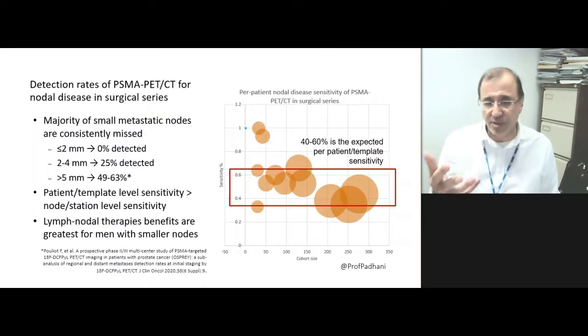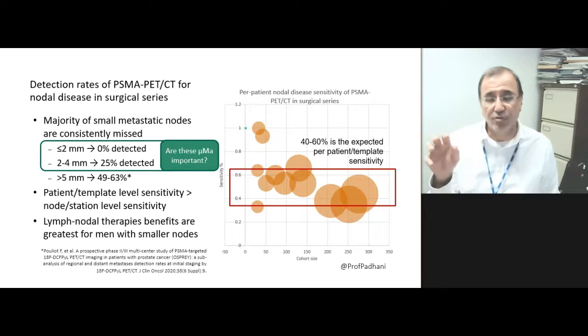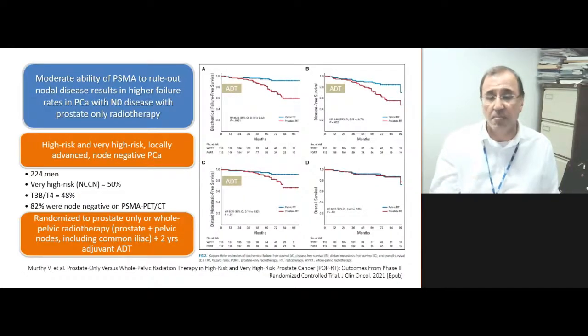So again we come back to this graph that shows that the sensitivity of PSMA for small lymph nodes is only 40 to 60% in surgical series, and we talked about this in the prior BCR section. But are these small lymph nodes important? Well, here is a series of patients with high-risk locally advanced disease that were treated with either prostate radiotherapy alone or prostate and pelvic sidewall radiotherapy, followed by adjuvant ADT for 2 years.